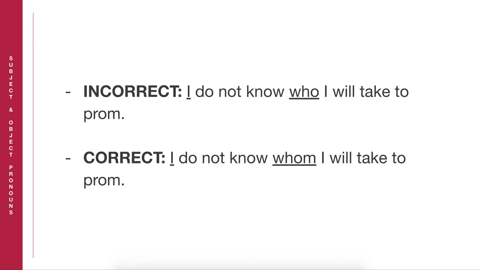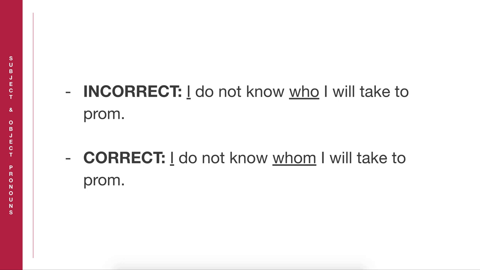Here's another example though. I do not know who I will take to prom. In this sentence, I is in fact the subject, so that works. We can keep the I there. We wouldn't want to say me do not know who I will take to prom. That doesn't make sense. As native speakers, most of us can identify that that is an error. But the problem here is the who. Because I is the subject, I am the one who does not know, right? But the who is the object in this sentence because it is the one being acted upon.